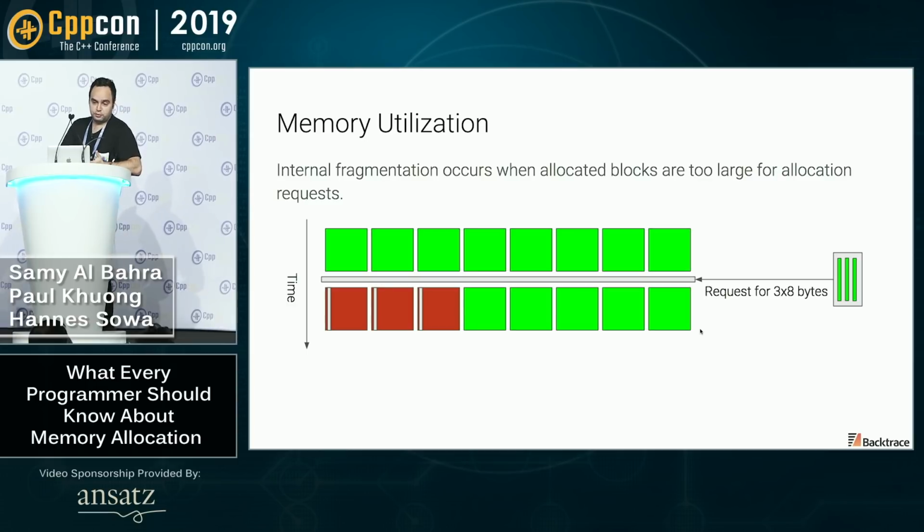The other kind is internal fragmentation. The allocated blocks are too large for the allocation request. So imagine you have all these available blocks, you end up requesting 3 8-byte allocations, and you end up taking a page for each allocation.